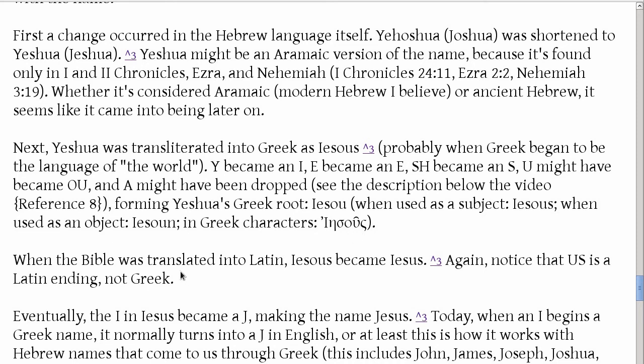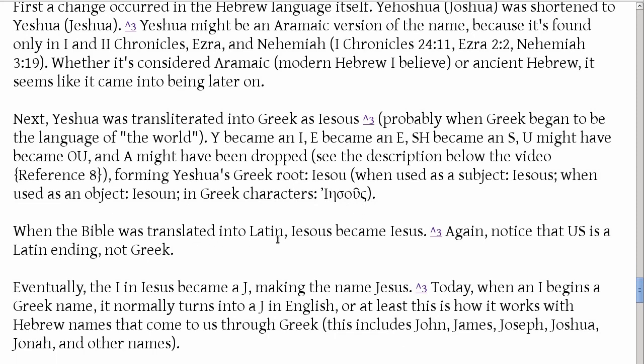When the Bible was translated into Latin, Iesus became Iesus. I think I'm pronouncing that correctly. I'm not really sure. Again, notice that US is a Latin ending, not Greek. So Iesus is the Greek version of Jesus. Iesus is the Latin version of Jesus. Notice that they took the OUS and changed it into a US because that is comfortable for the Romans, for people who spoke Latin. That's a Latinization of the name Iesus.